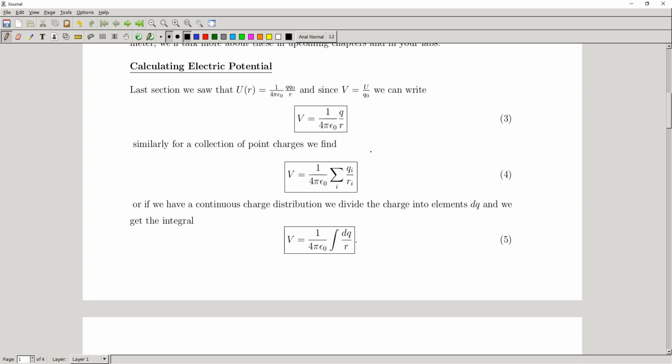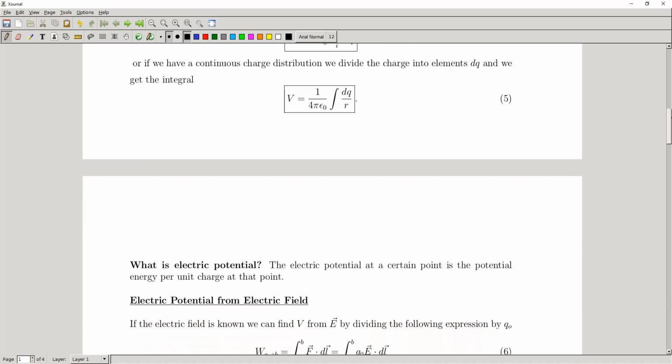And then finally, if we have a continuous charge distribution, so we have some sort of a macroscopic object that we're then going to break up into tiny little chunks of charge, we can see that we can do this. We can divide our object into tiny elements of charge dq, and then we end up getting this integral like we have many times before, where we need to do an integral over a bunch of little pieces of charge, right? And that's how we would find the potential due to some sort of a macroscopic object, right?